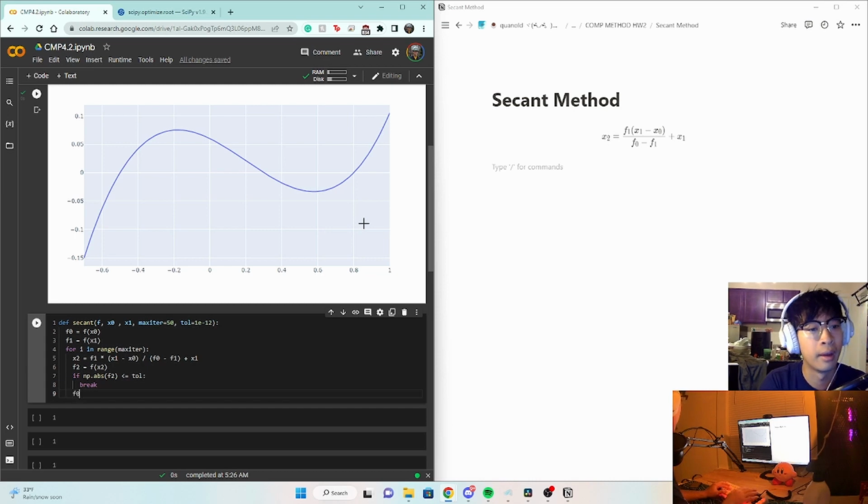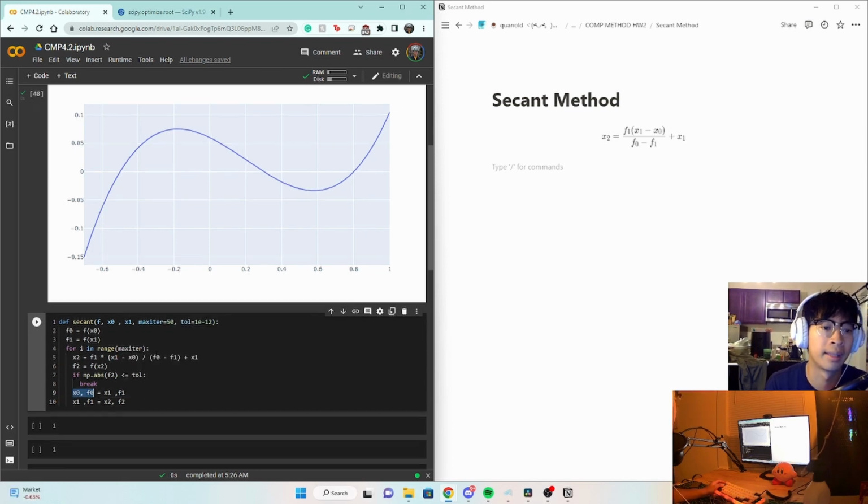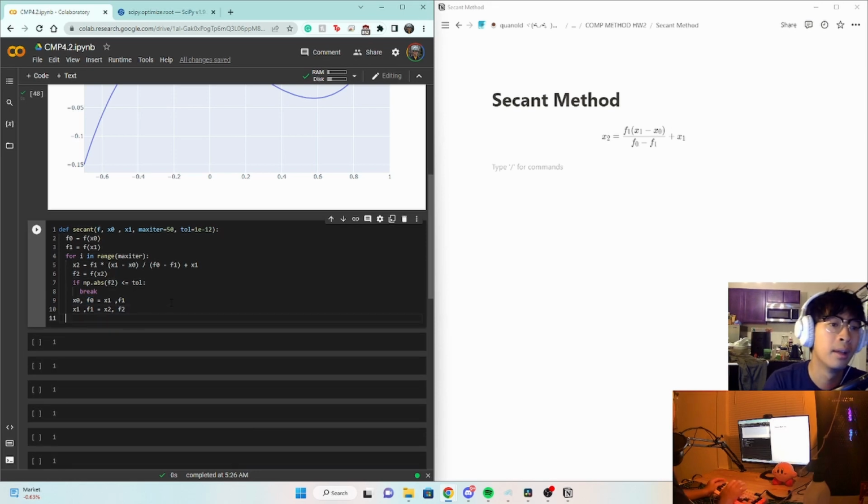Okay, so f0 is equal to f1, and x0 equal to x1, right? And my new x1 and f1 should equal x2 and f2. Notice here that I'm essentially throwing away my old x0 and f0 values. All is said and done, I should return my solution wherever my root is, and let's throw in f2 as well to see how close we are.